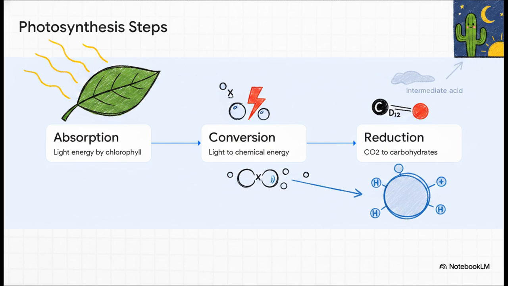This factory floor essentially operates in 3 distinct stages. Step 1, chlorophyll absorbs the light energy. Step 2, that light is converted into chemical energy which splits water molecules into hydrogen and oxygen, and that oxygen is released as a byproduct which, thankfully, is what we breathe. Finally, Step 3, carbon dioxide is reduced to form carbohydrates or glucose.